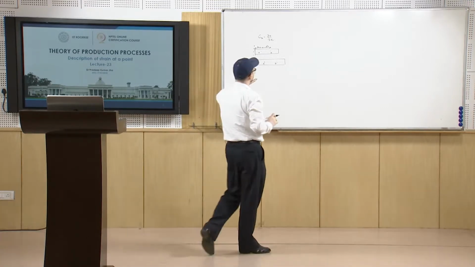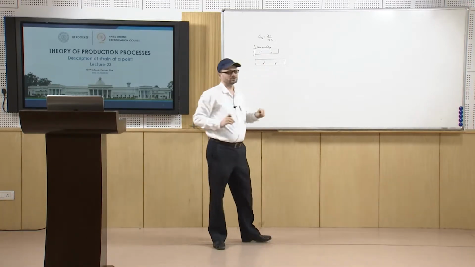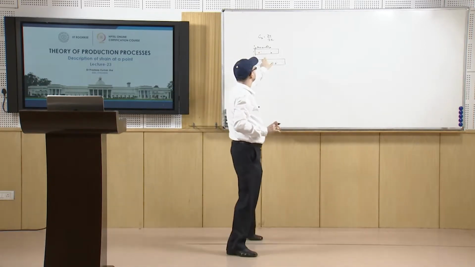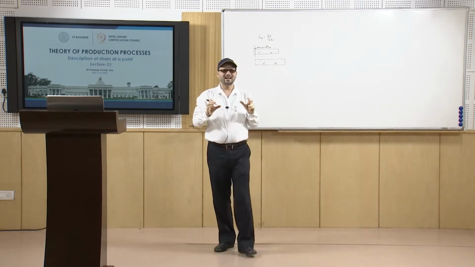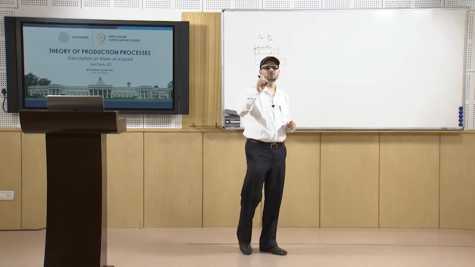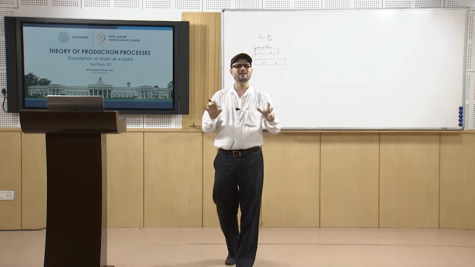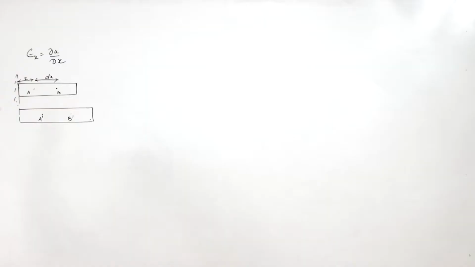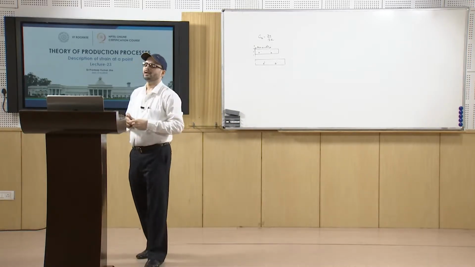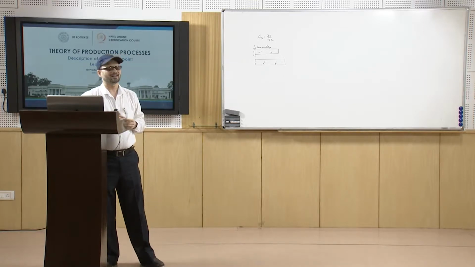Now, if you define the strain, ∂u/∂x into dx is the change in length, and the original length between the two points was dx. So ∂u/∂x into dx divided by dx gives ∂u/∂x. That is why the strain is defined as ∂u/∂x. This way you define the one-dimensional strain in a particular direction.